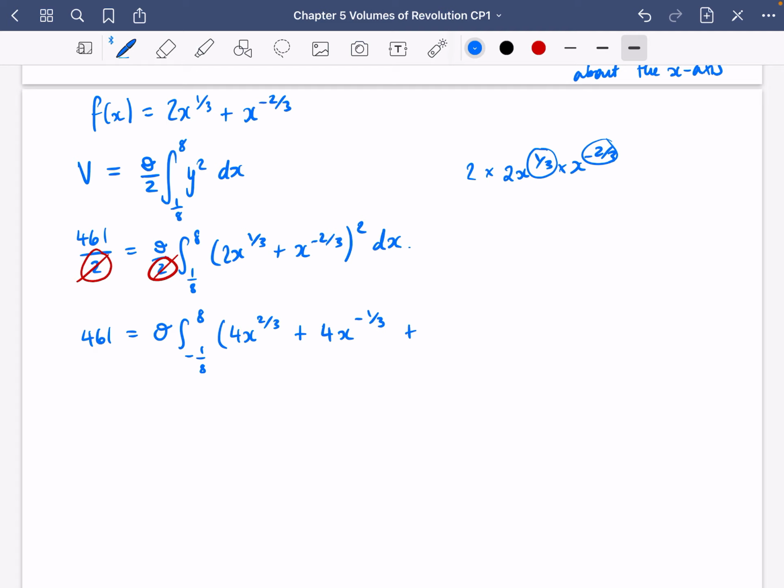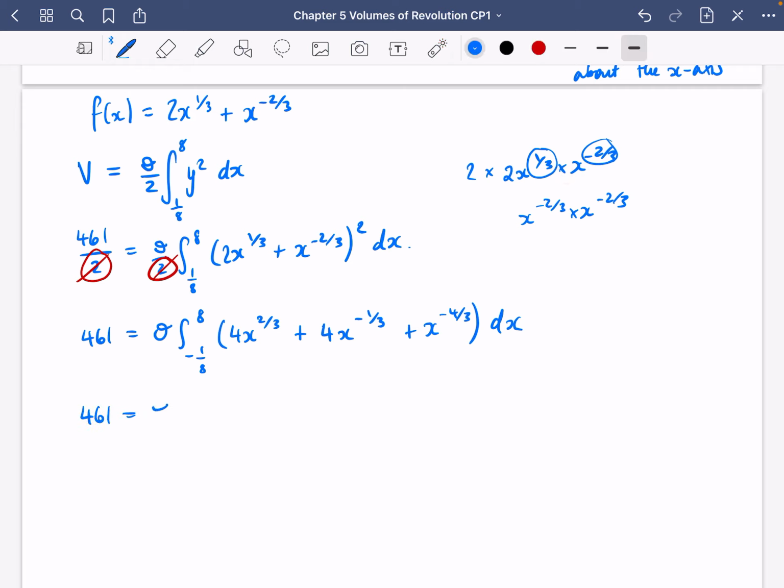And then the last part is going to be x to the minus 2/3 times x to the minus 2/3, which is going to be x to the minus 4/3, and that's all with respect to x. If you're not so sure what I've done here, I've just expanded double brackets, and I've tried to do them with a little bit of side notes to make this a bit easier.